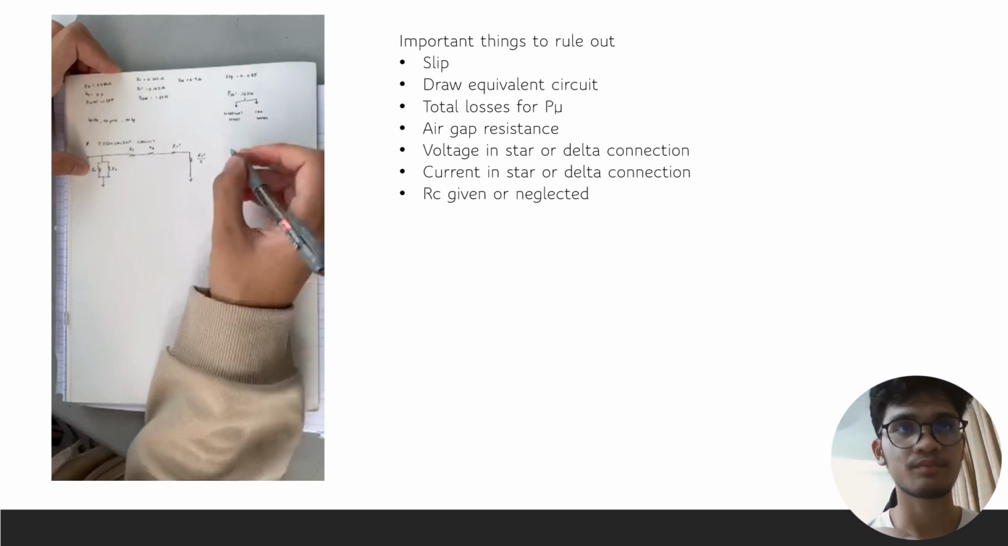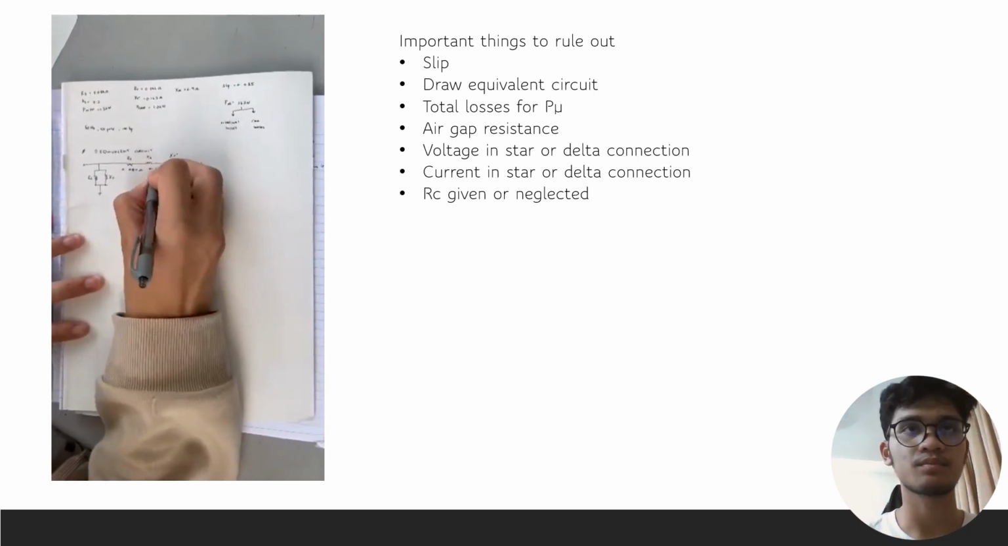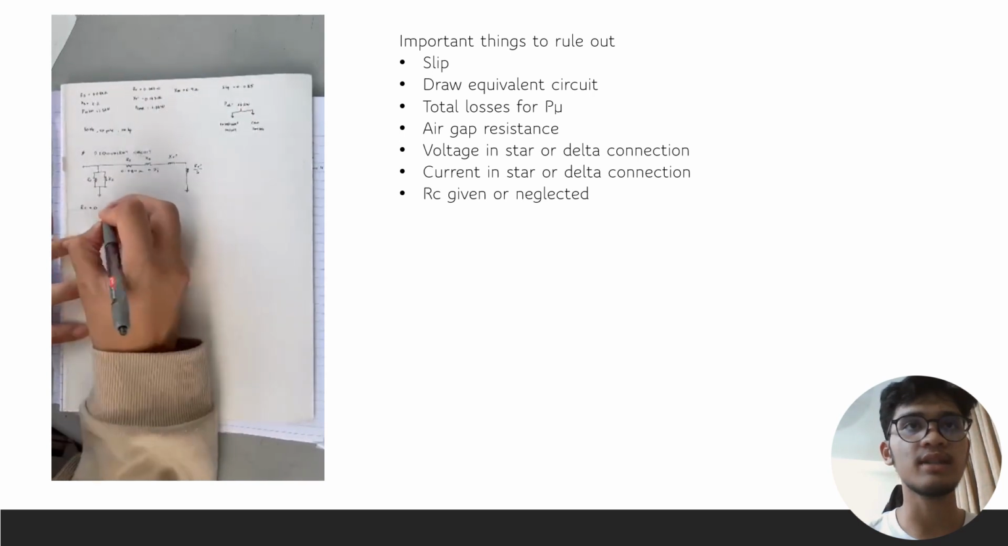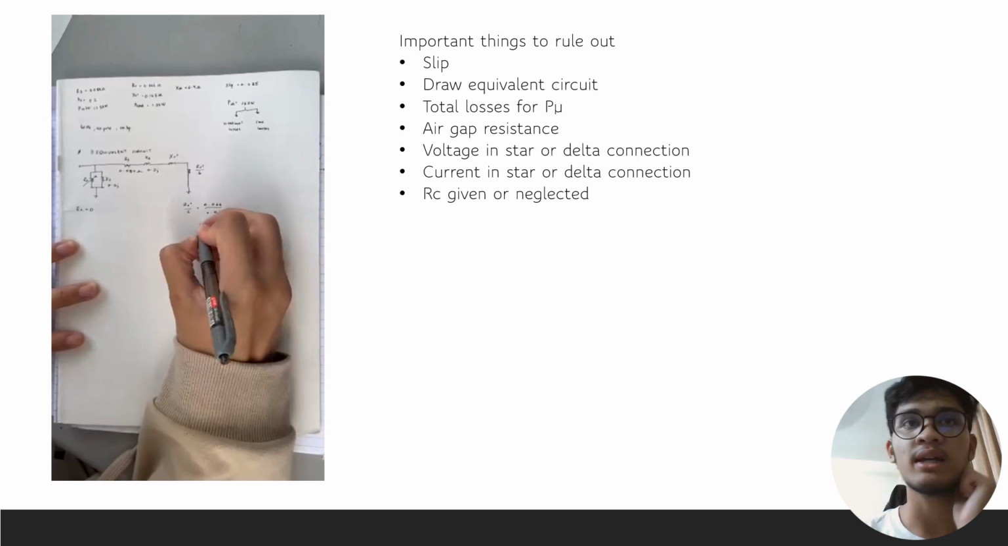Next, we have to see whether they give RC or not, because if RC isn't given, it will affect the power flow diagram. Later I will explain. So as you can see, after we draw the approximate equivalent circuit, we need to find the R air gap. R air gap is obtained by this formula, R rotor divided by slip.